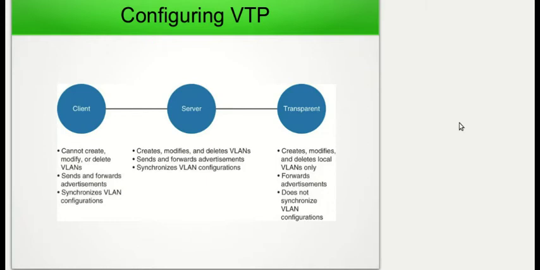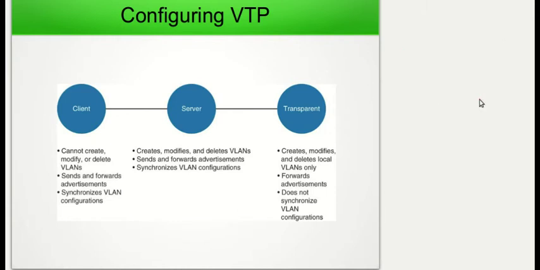Welcome back to the ICND1 series, and in this video we'll be looking at configuring VTP. This video will continue on from the previous video. Currently I've got two switches set up with a connection to each other, and I've already got some VLANs set up on them, VLANs 10 and 20. These switches are currently in transparent mode, which means that when I configured these VLANs, I had to go into each switch and configure them individually.